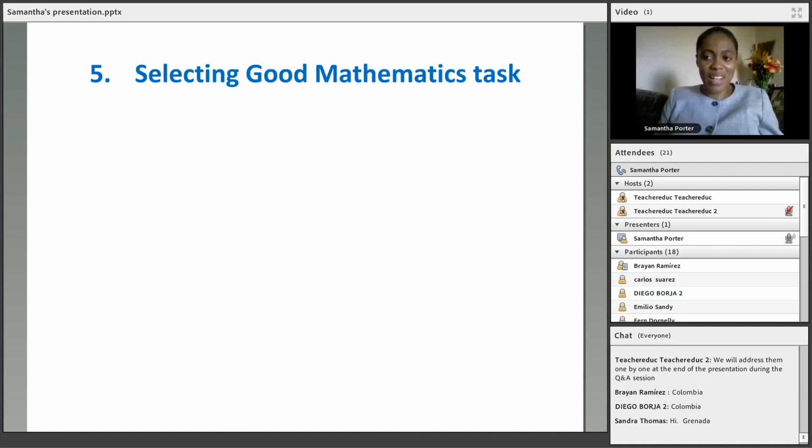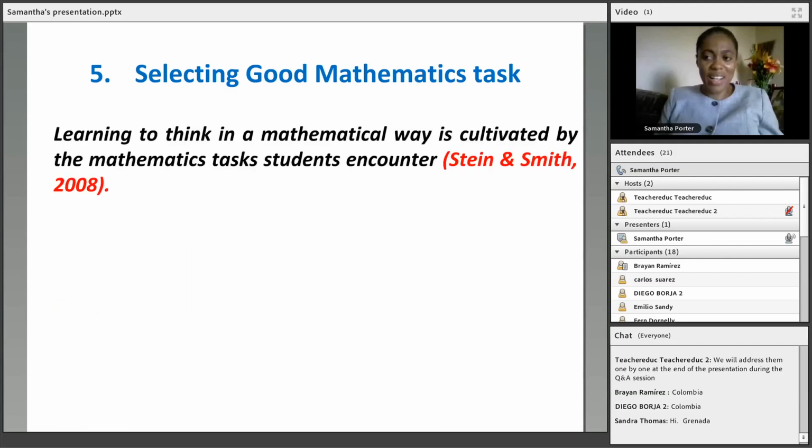And next, selecting good mathematics tasks. This is vital in stimulating communication. The task should be rich, should be a task where students can discuss, not a task where they have to sit and just write down a problem and solve it immediately. It should be tasks where they have to depend on another student's idea. They have to look at all the different strategies to solve.